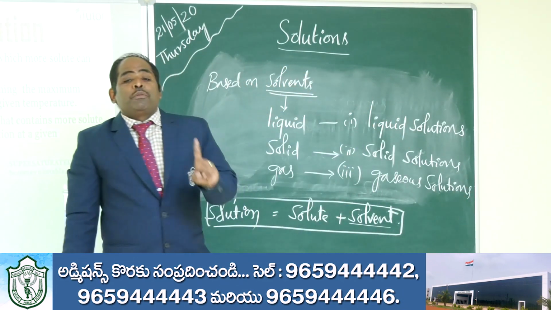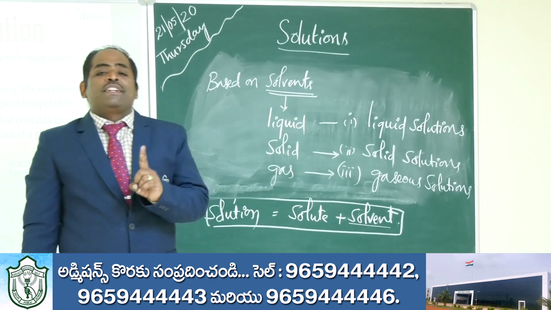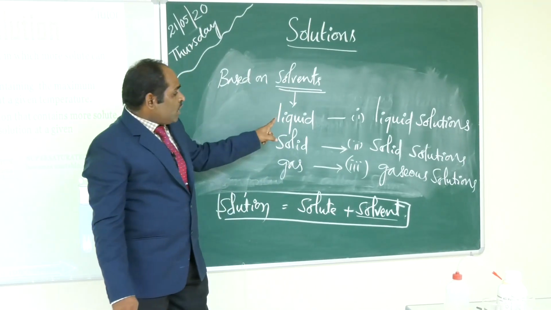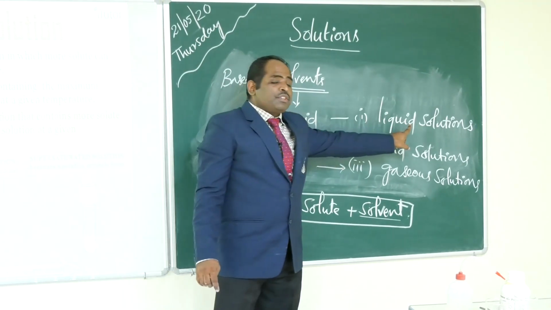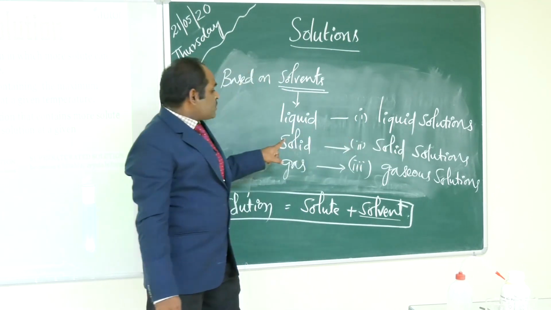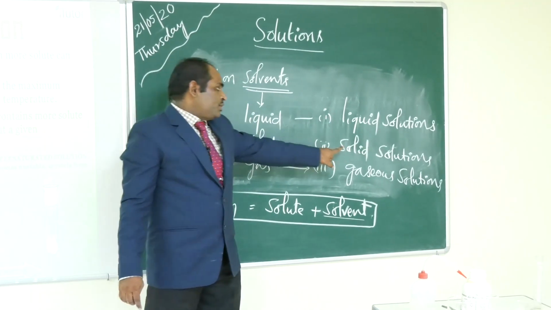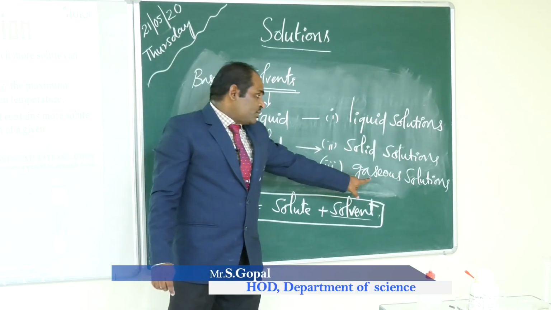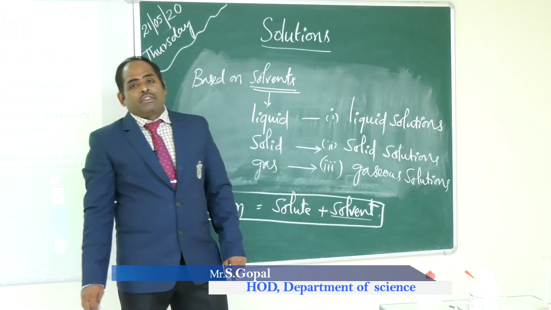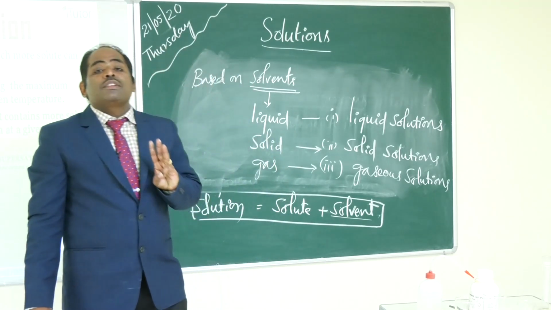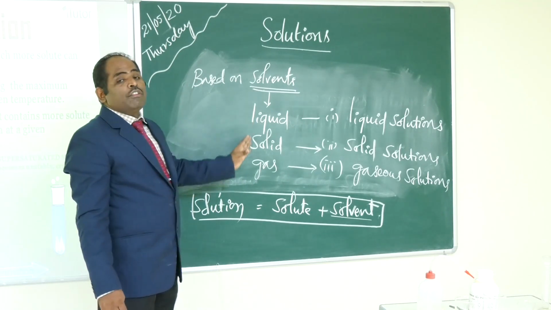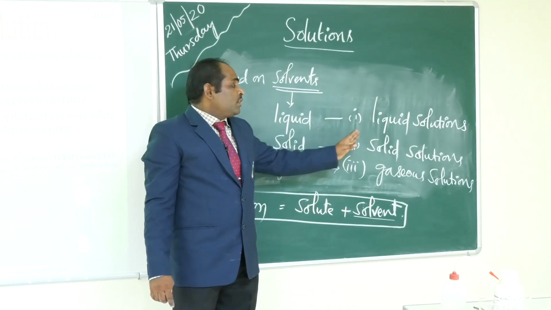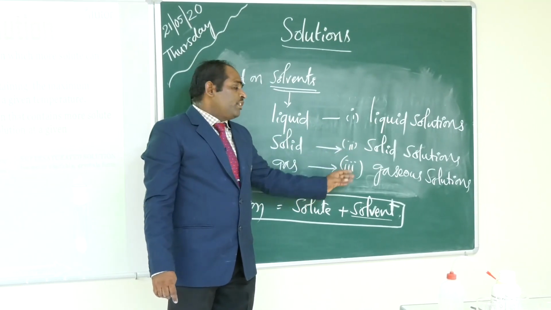Am I clear? Based on the solvents, solutions can be classified into three types again. If the solvent is a liquid, the solution is called liquid solution. If the solvent is a solid, the solution is called solid solution. And if the solvent is a gas, the solution is called gaseous solution. Is it clear? So based on solvent, solutions can be classified into three types: one is liquid solution, second is solid solution, and third is gaseous solution.